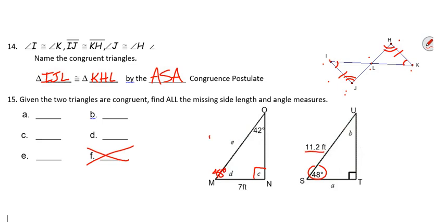I got my 11.2 here, so this is 11.2. I got my 42 here, so I've got 42 there. I've got 7 feet here, so I got 7 feet here. So by transferring all of one to the other, that is going to enable me to just go ahead and fill in my blanks. So A was 7 feet. B, where's B, is 42 degrees. C is 90 degrees. D was 48 degrees. And E was 11.2 feet.